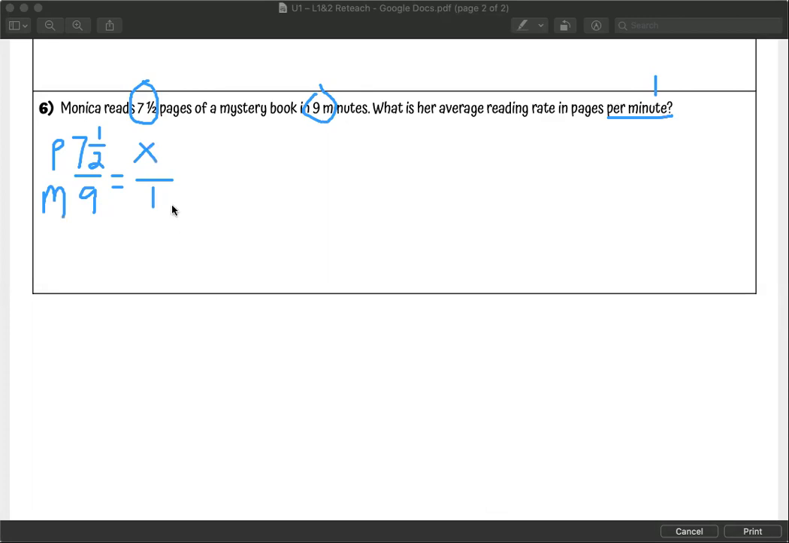The diagonal that has numbers in it to be multiplied is this one. So 7.5 times 1 is just 7.5. And then we are dividing by the number in the same diagonal as the variable, which is 9. Before I do any dividing, I am writing them as improper fractions. 7.5. Well, 7 times 2 is 14, plus 1 is 15 over 2. Divided by 9, which as a fraction is 9 over 1.